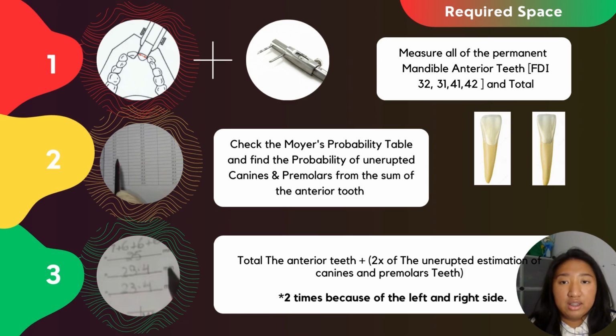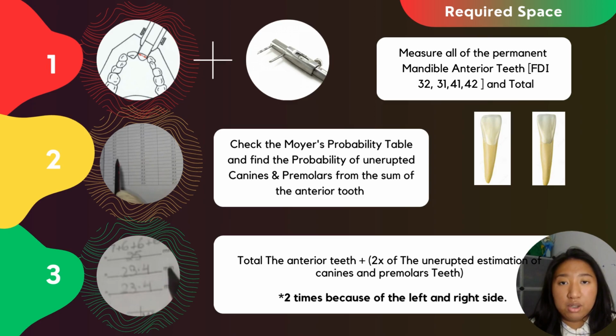Moving on to the second step, the result that you found in the first step will be used to check Moyer's probability table and find the probability of unerupted canines and premolars from the sum of the anterior teeth. So first find the total, second check Moyer's probability table, and after you have done the first and second steps, you can move to the third step. The third step is quite simple: you sum up the result that you found in the first step, and add it to two times the number that you found in the second step.